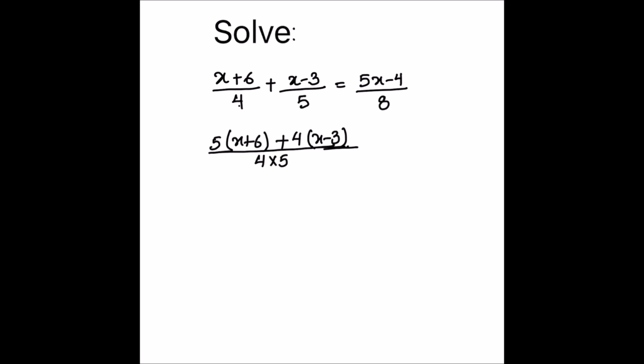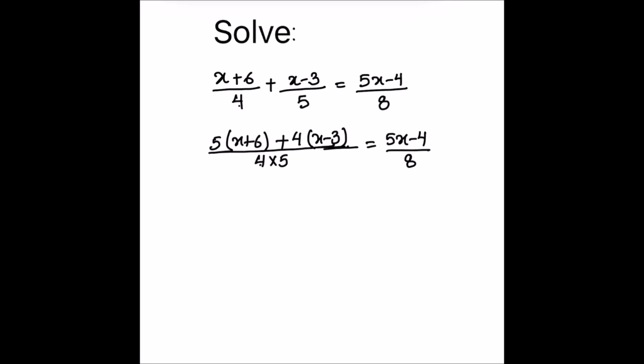As the denominator is 4, 4 is cancelled, so only 5 is left. So we are going to multiply the numerator by 5, 5 times (x + 6). And here the same thing will happen, 5 will be cancelled, so the numerator will be multiplied by 4, 4 times (x − 3). And the right hand side remains the same, (5x − 4)/8.